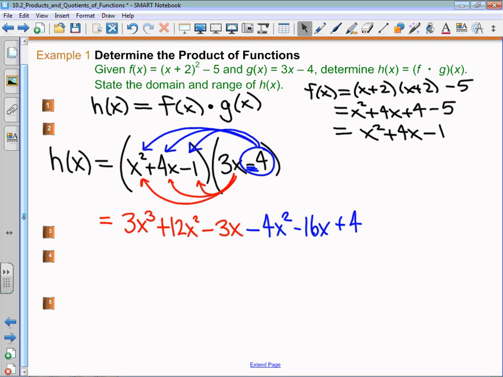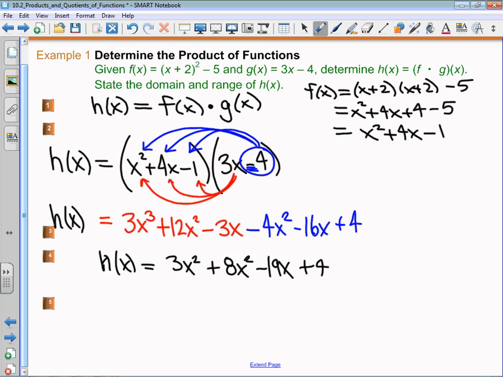Now, there's nothing wrong with what we've done there. We could leave it that way, but it's going to be a little bit easier to identify domain and range if we clean it up as much as possible. So I'm going to write that h of x, there's only one cubed x, so it's 3x cubed plus 8x squared minus 19x plus 4.